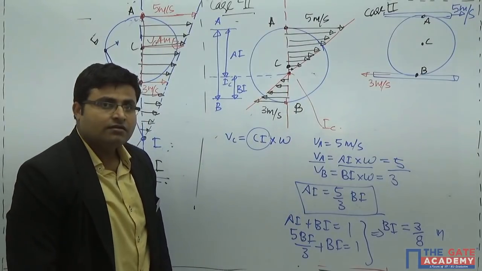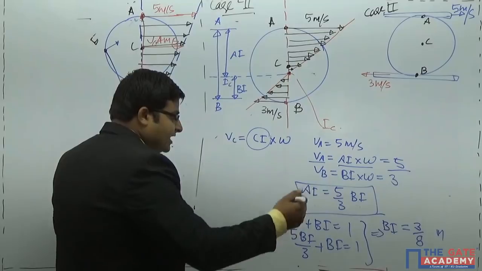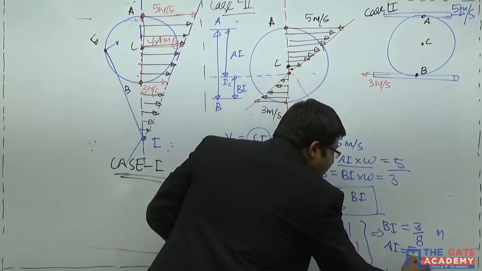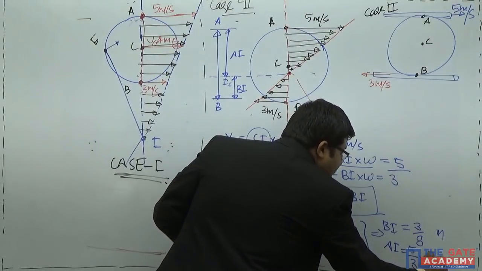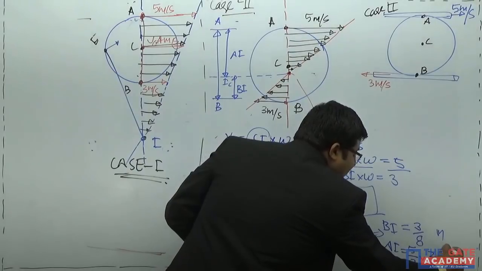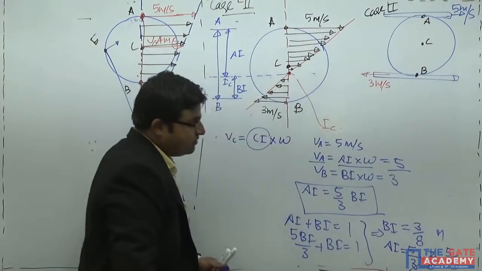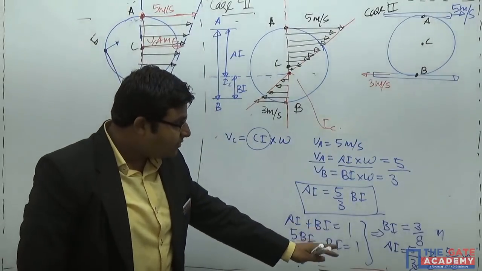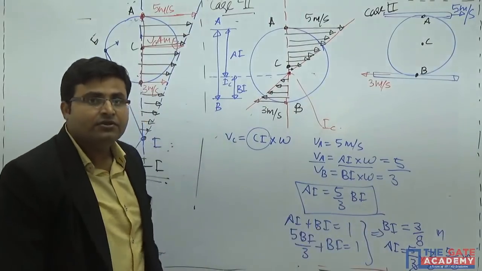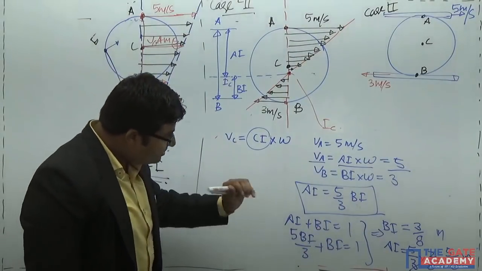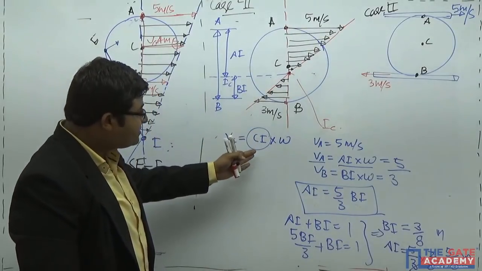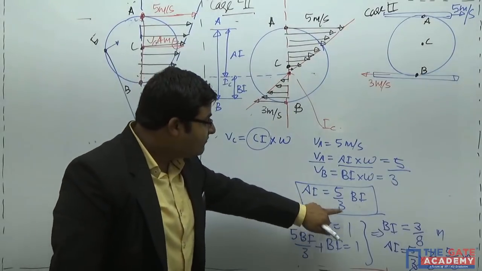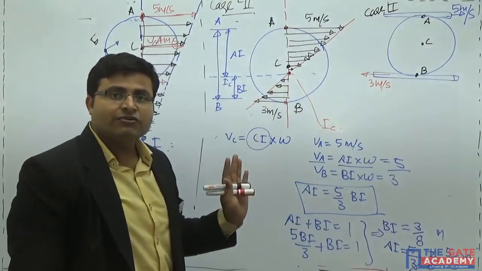Okay? Now, what is AI? AI is nothing but 5 by 3 times BI, and BI is 3 by 8. So you will get 5 by 8 meter. This AI is 5 by 8 meter and this BI is 3 by 8 meter. Okay. Now, why do we need these distances? Because we want to calculate this CI, isn't it? We have to calculate this CI. Now look at this. We know the value of AI, we know the value of BI. Now we can easily calculate the value of CI.